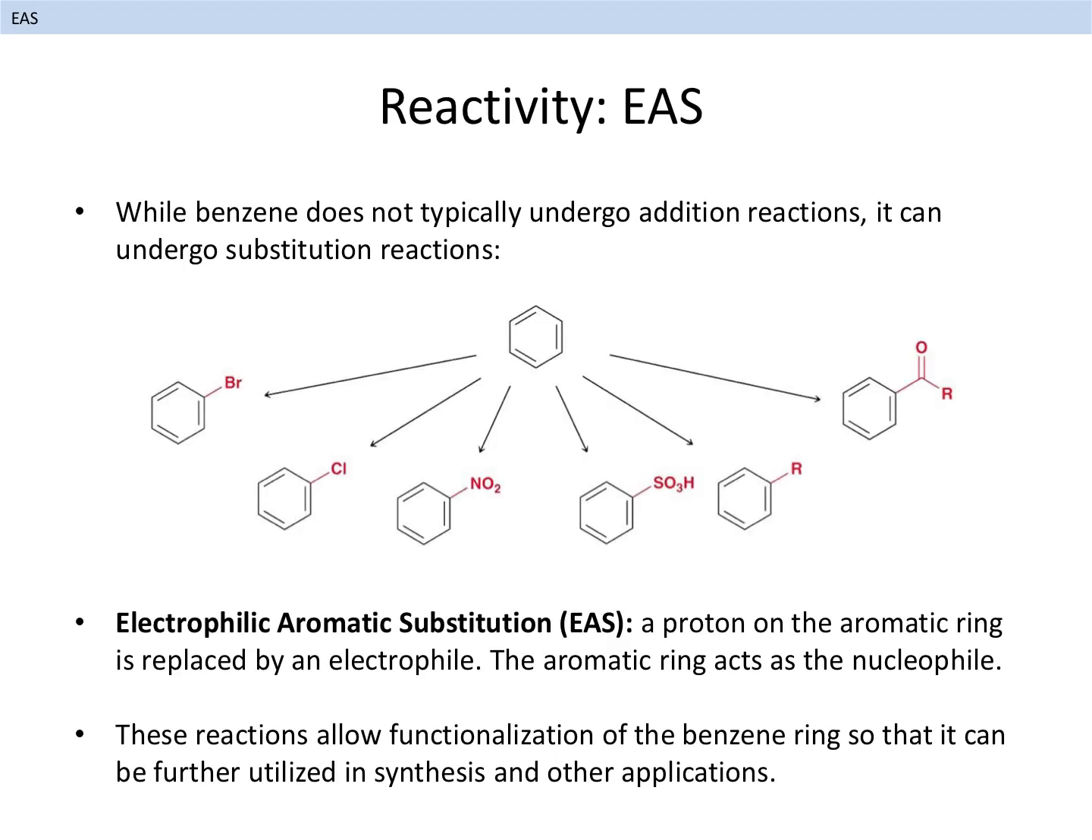Let's discuss the reactivity of benzene through a process known as electrophilic aromatic substitution, or EAS. While benzene typically does not undergo addition reactions, it is quite versatile when it comes to substitution reactions. This is where one hydrogen atom on the benzene ring is replaced by an electrophile. In this type of reaction, the aromatic ring itself acts as the nucleophile. On the slide, you can see several examples of these substitution reactions.